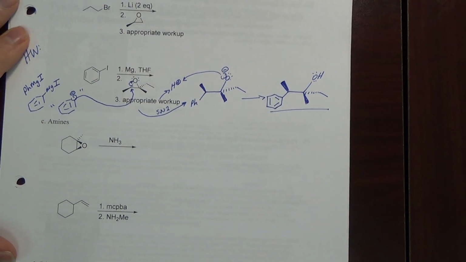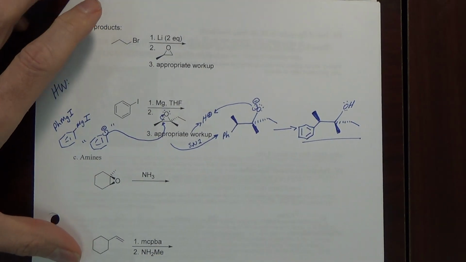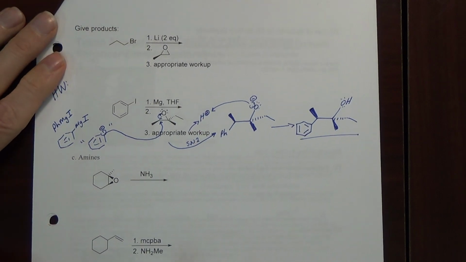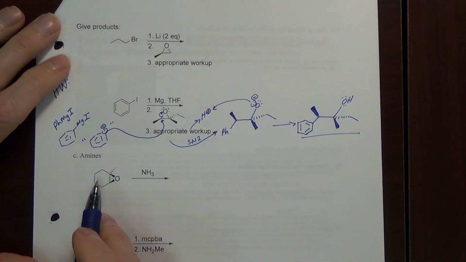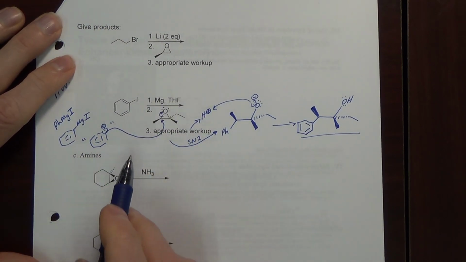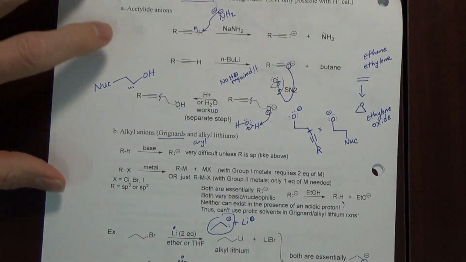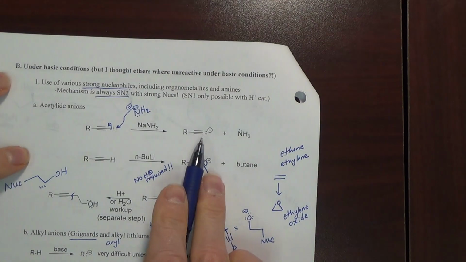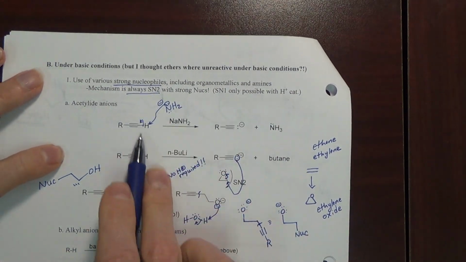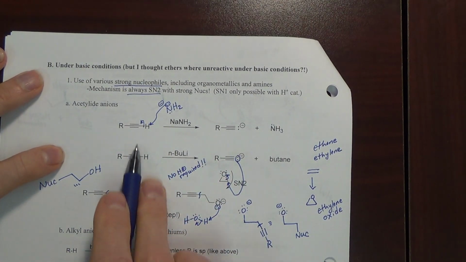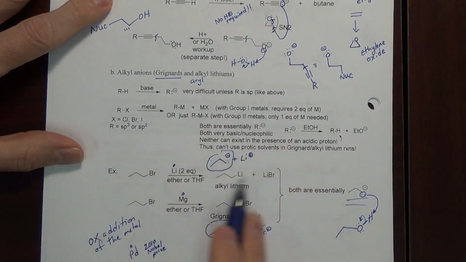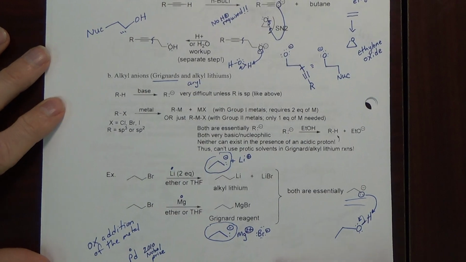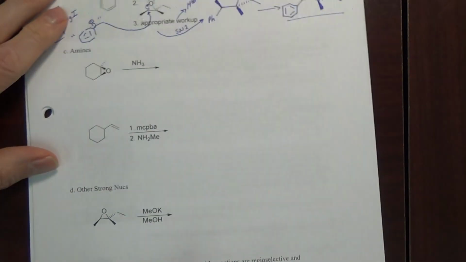You can try, be working on the one above. So those are going to be carbanions other than acetylide anions. Acetylide anions can be readily made by acid-base chemistry from the terminal alkyne. These are other types of carbanions made by an oxidative addition approach.